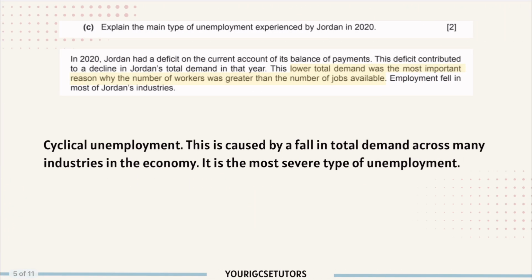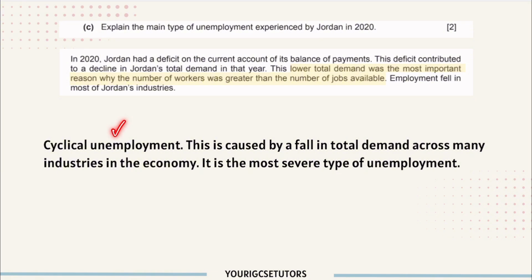Question 1C. Explain the main type of unemployment experienced by Jordan in 2020. So this you need to refer to the text, which I already screenshotted here. The text says that lower total demand was the most important reason why the number of workers was greater than the number of jobs available. So this is the key point. Lower total demand means cyclical unemployment.